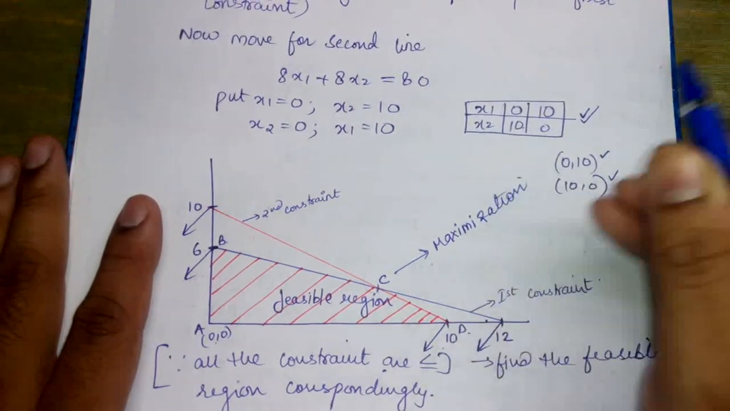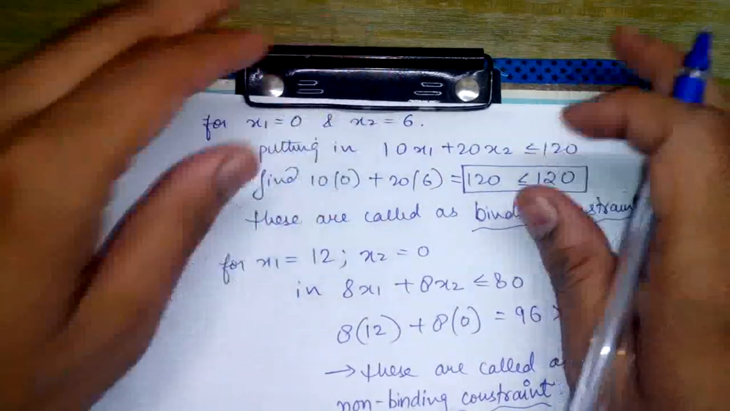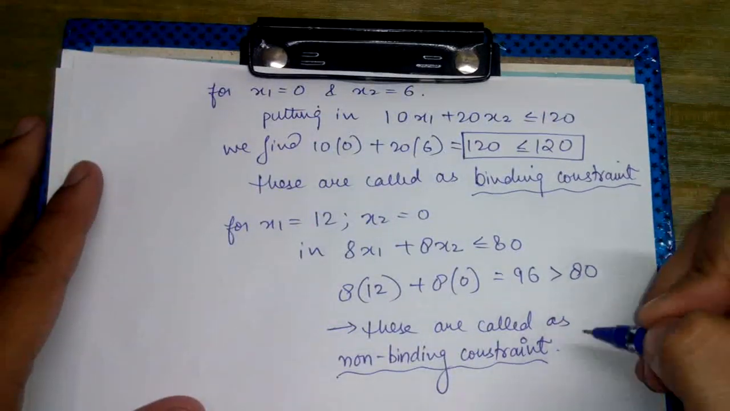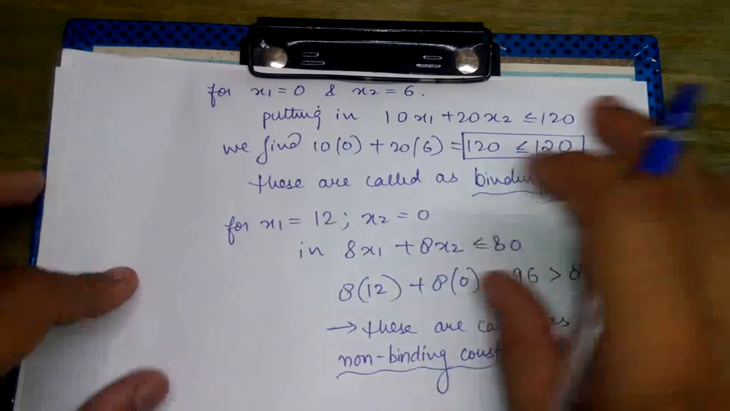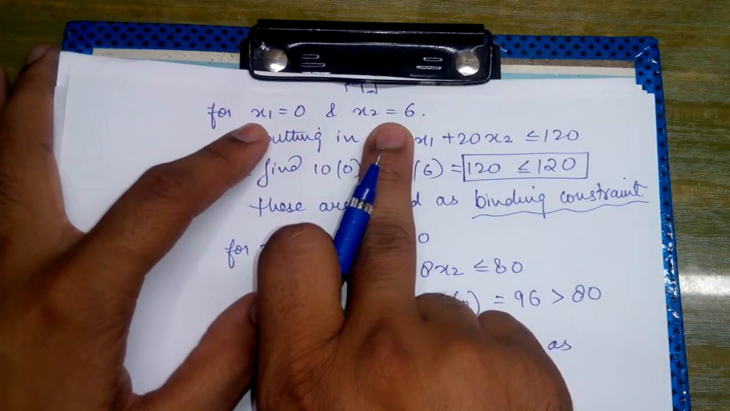Maximization occurs at these points. Now we will talk about binding and non-binding constraints, for x1 equals 0 and x2 equals 6.